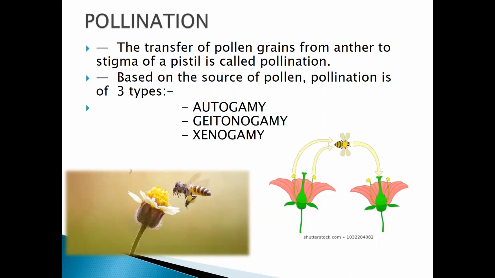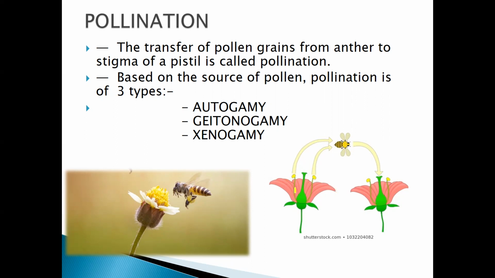In the last class, we were studying pollination, that is, the transfer of the pollen grains from the anther to the stigma of the same flower or another flower. Based upon the source of the pollen, that is, whether the pollination takes place within the same flower, a different flower, or within the same flower of the same plant, there are three types of pollination. One is autogamy, another is geitonogamy, and the third one is xenogamy.